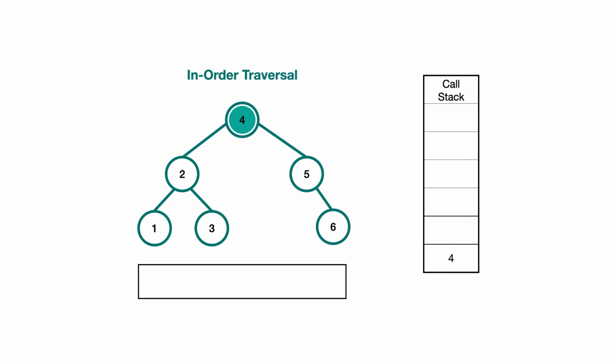We start by pushing forward to our stack, and then we go left before visiting the current node. So we have 2. Then we go left again before visiting the current node. So we have 1. 1 is a leaf node.